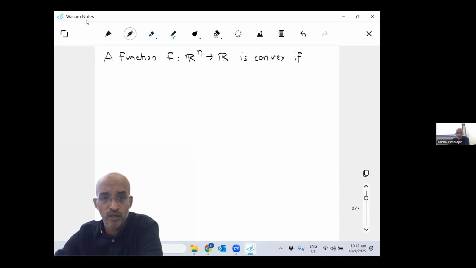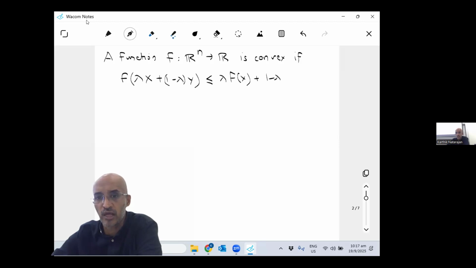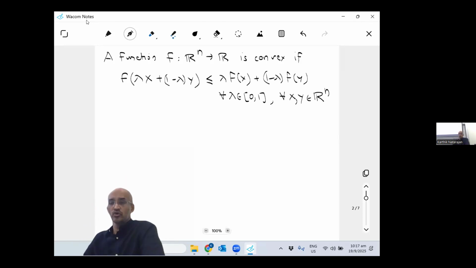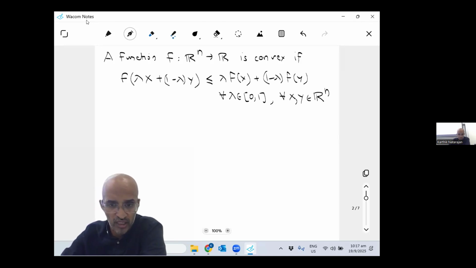if f of lambda x plus 1 minus lambda y is less than or equal to lambda times f of x plus 1 minus lambda times f of y for every lambda between 0 and 1 and for every x and y in Rn. So that's my definition of a convex function. So what is this saying? Again, let's do an example.